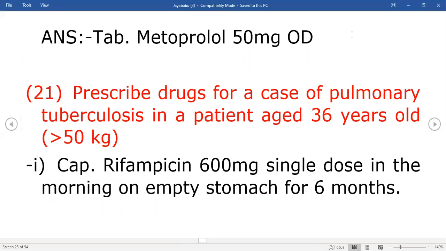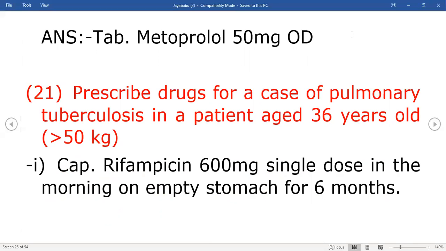Prescribe drugs for a case of pulmonary tuberculosis in a patient aged 36 years old. So the patient is 36 years and he has a weight of more than 50 kgs. So what are the drugs he is supposed to be kept on?